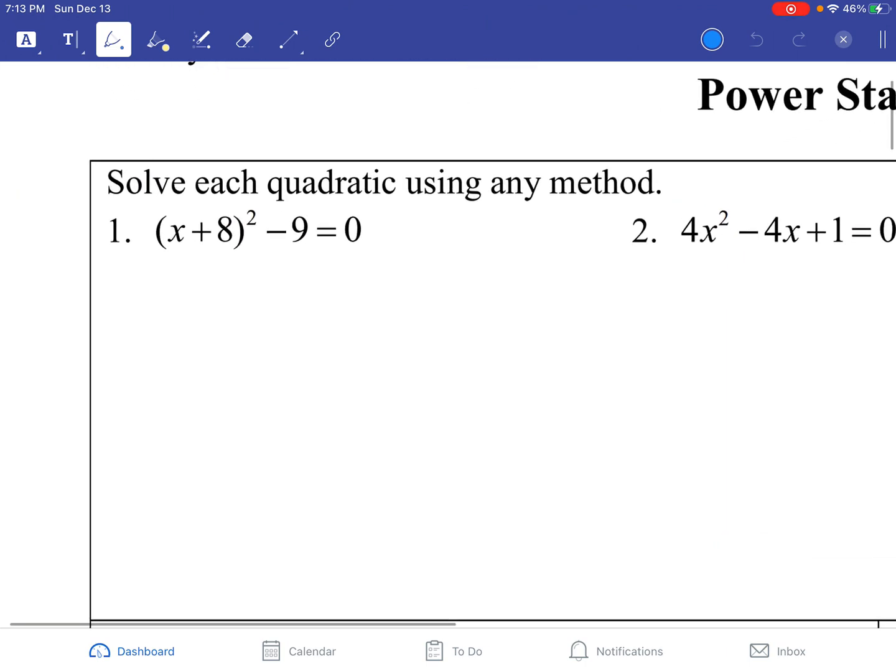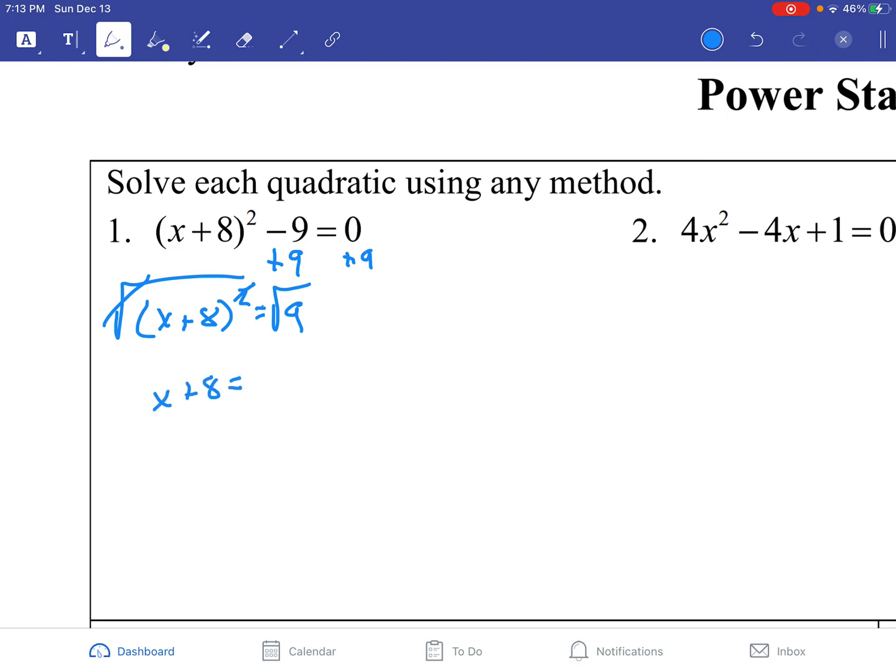All right, the first one is where you could solve using square roots. What you're going to do is add 9 first to get the squared part by itself. So we have x plus 8 quantity squared equals 9. Then to get rid of that squared, we're going to square root both sides of our equation. The squared and the square root will cancel each other out. You get x plus 8.